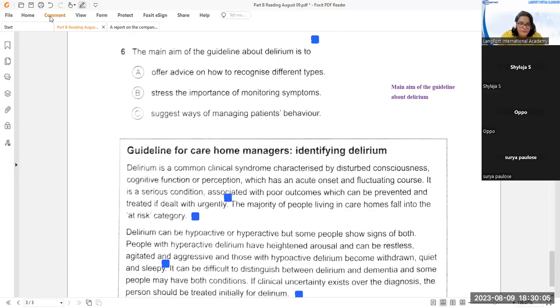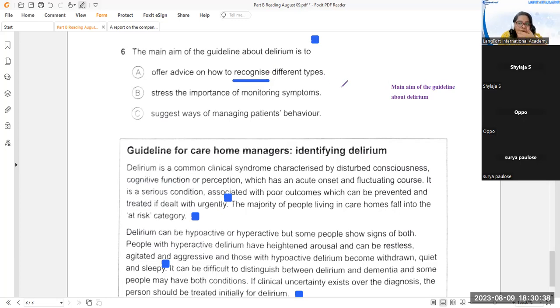The main aim of the guideline about delirium is to offer advice on how to recognize different types. So is the guideline giving us advice on how to recognize different types? What do you guys think of that? Have they talked about different types of delirium? Yes, they have. Hypoactive and hyperactive? Yes. Have they talked about how you recognize a problem? By the signs and symptoms. So what do you think? Can A be the answer?